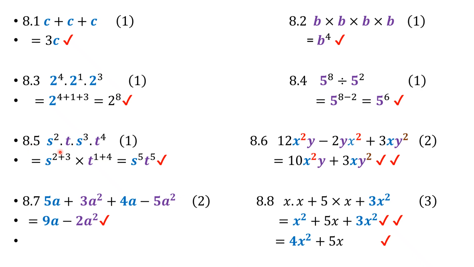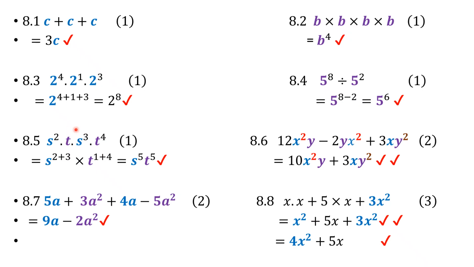8.5, I've given you more than one variable, so I have s to the power 2 times t times s to the power 3 times t to the power 4. Again, when the bases are the same and we're multiplying, what do we do with the exponents? We add them. So for s, my exponents are 2 plus 3. For t, my exponent is an invisible 1 plus 4. Don't forget the 1 there.